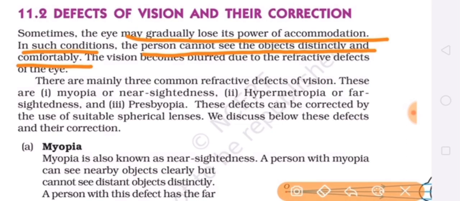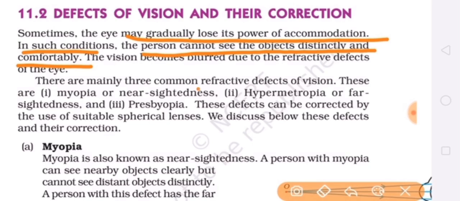And when this power is gradually lost, the person cannot see the objects distinctly and comfortably. So it means there are some defects. If this power is reduced, the objects cannot be seen distinctly and comfortably. So the vision becomes blurred due to the refractive defects of the eye. And these common refractive defects are myopia or nearsightedness, second hypermetropia or farsightedness, and third presbyopia, which we will learn now.